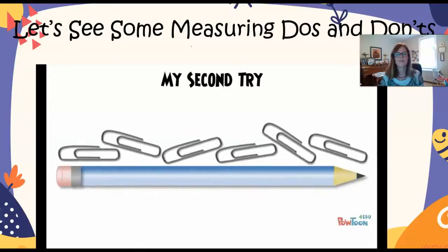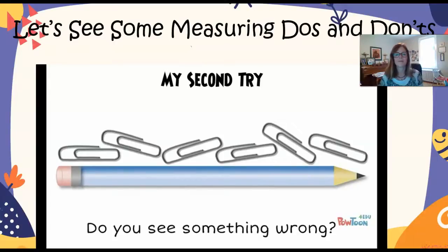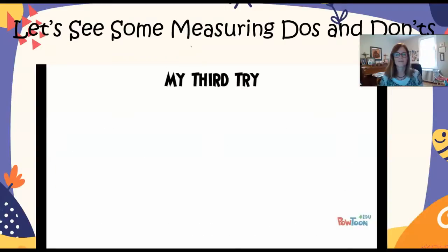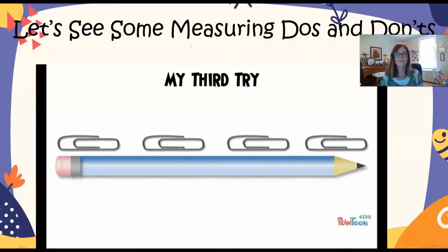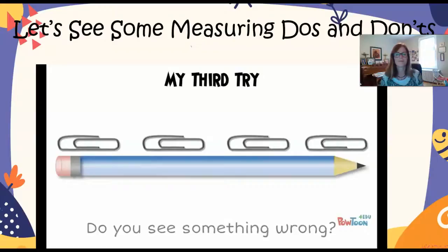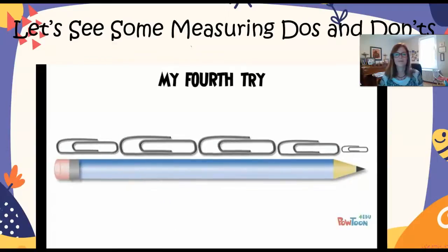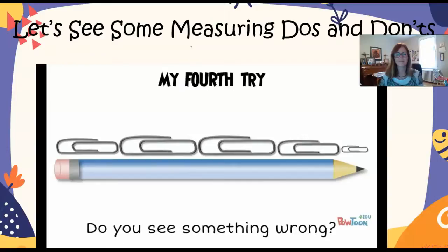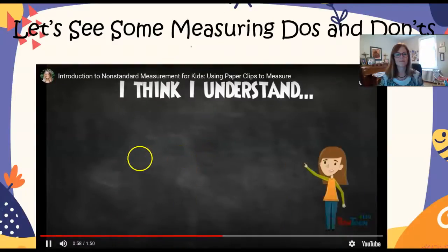On my second try, I thought my pencil was 6 paper clips long. Do you see something wrong here? On my third try, I thought the pencil was 4 paper clips long again. Do you see something I'm doing wrong? On my fourth try, I thought the pencil was 5 paper clips long. Do you see something wrong? Oh, I think I understand.